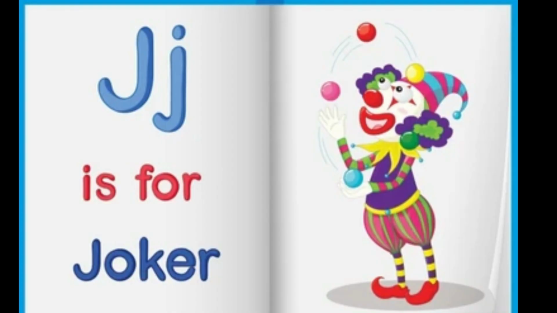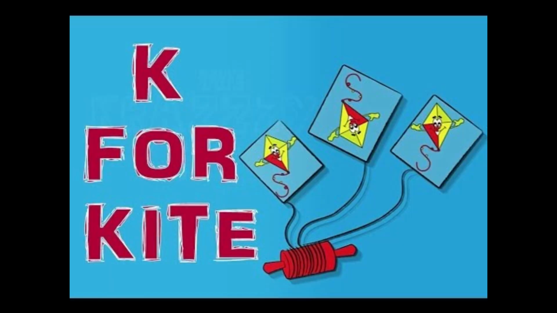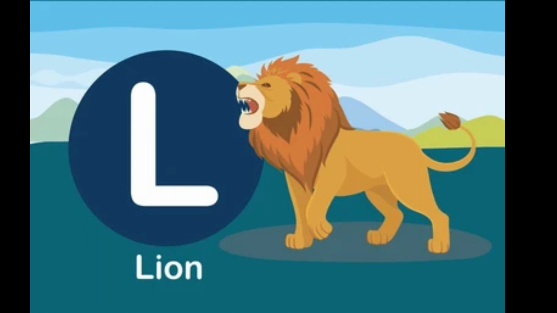J is for joker, J joker. K is for kite, K kite. L is for lion, L lion.